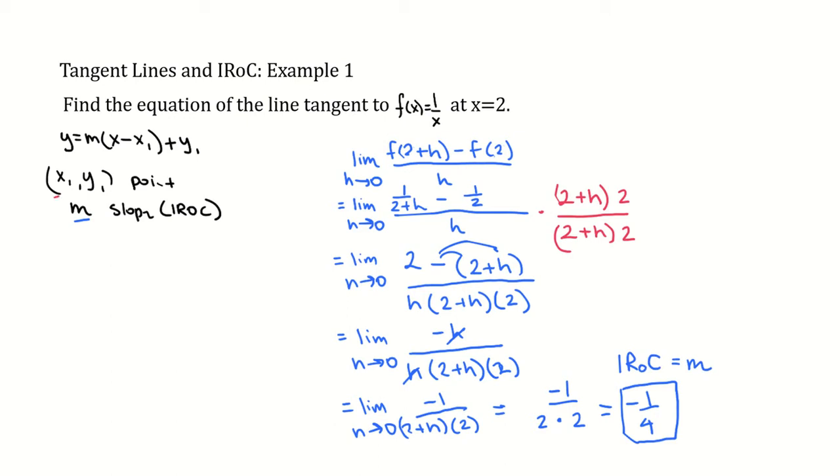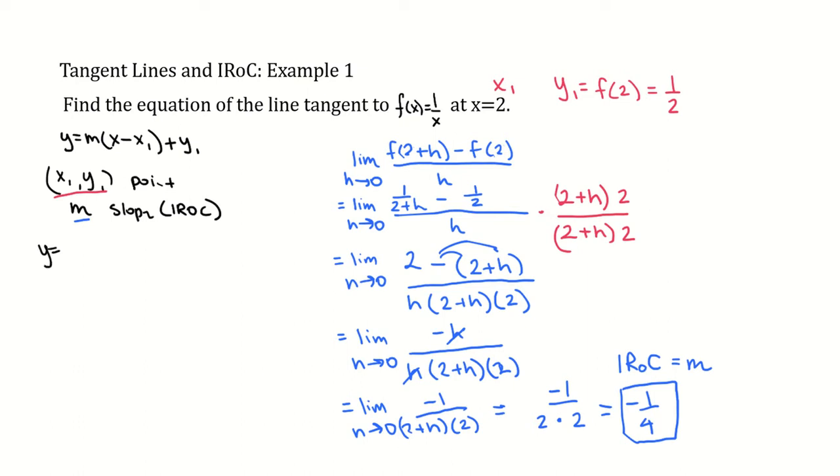The last thing that we need is a point to find the tangent line. We know our x value. This is our first x value, x1. Our y1 would be plugging in that x value to the function, so f of 2, so 1 over 2 is our y1 value. And now let's plug into our point-slope form.